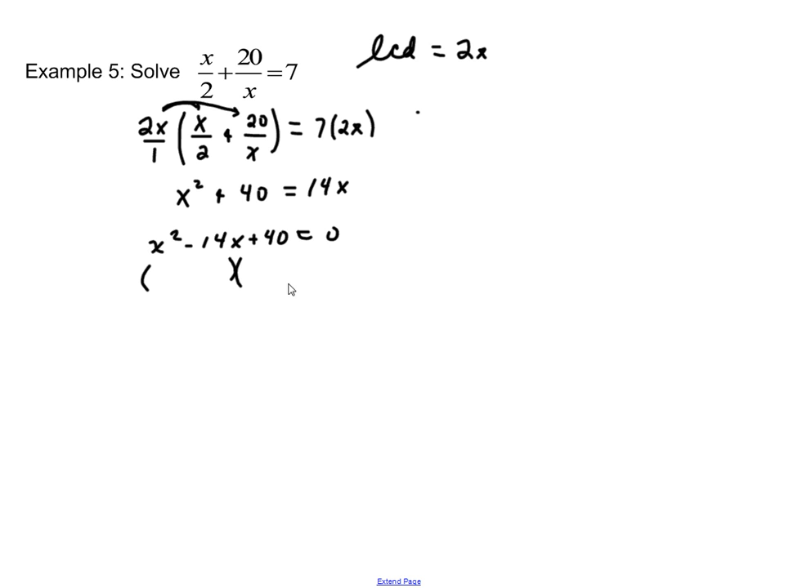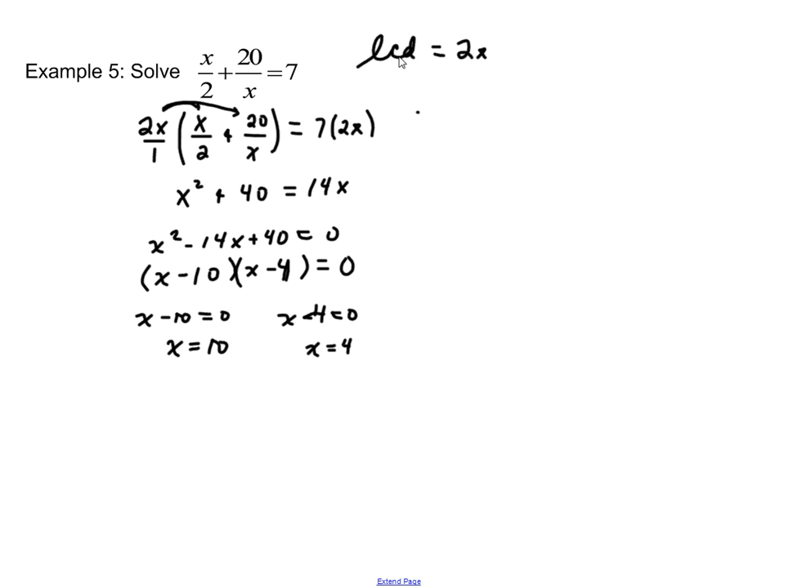Okay, so we factor. What two factors can we multiply together to give us 40, whose sum is negative 14? Well, hopefully you've already seen that it has to be negative 10 and negative 4, because 10 times 4 is 40. Negative 10 and negative 4 sums to negative 14. So that's good. So we set each factor equal to 0. x minus 10 is equal to 0, meaning that x equals 10 is a potential solution. And x minus 4 is equal to 0, so that x equals 4 is another potential solution.